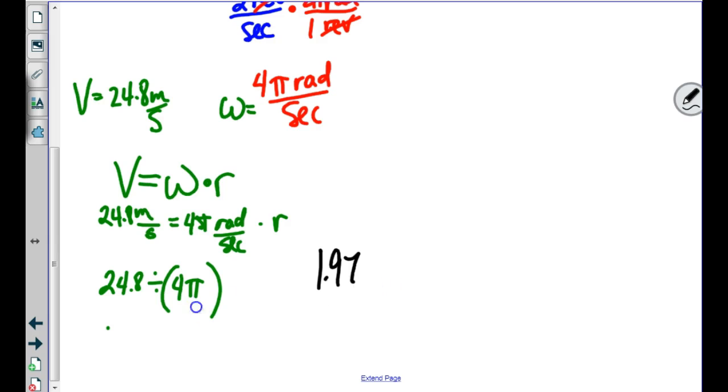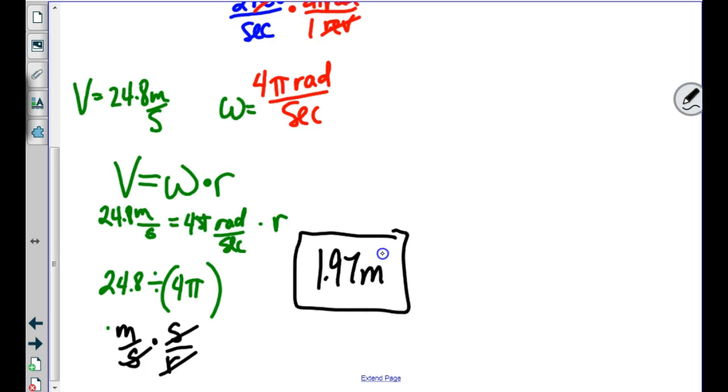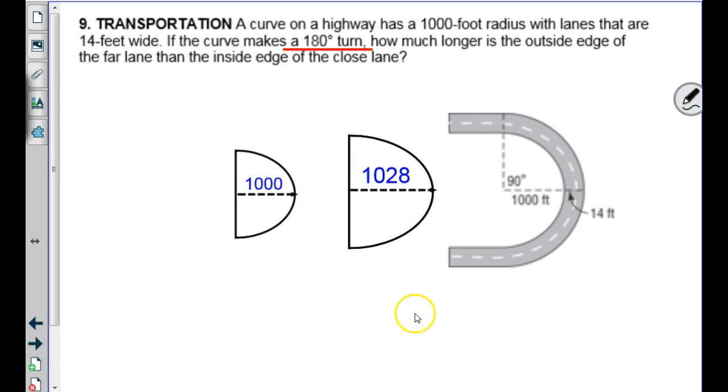And what labels were left? This was meters per second, and we ended up multiplying by the reciprocal, which was seconds over radians. So what was left was only what? Yeah, but radians just go away, so this is meters. Once again, there might be one on the homework, but that's not on the quiz. The ones on the quiz are almost all straight up application problems, and here's an application problem.